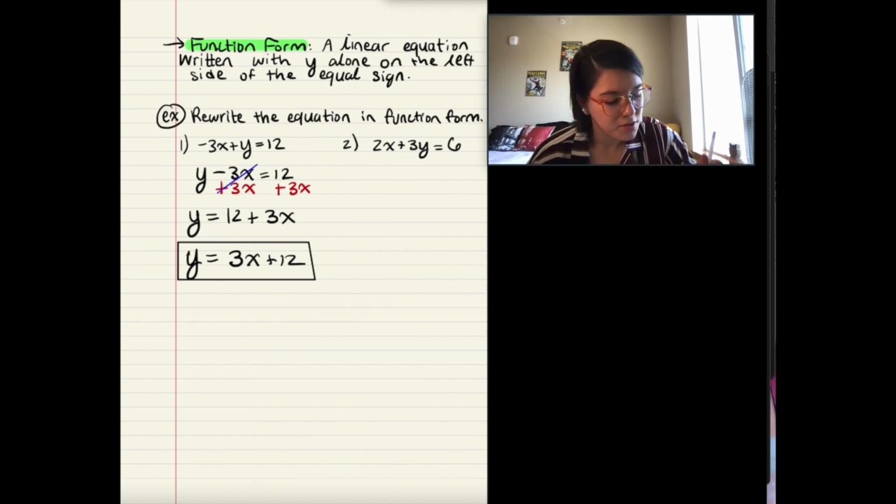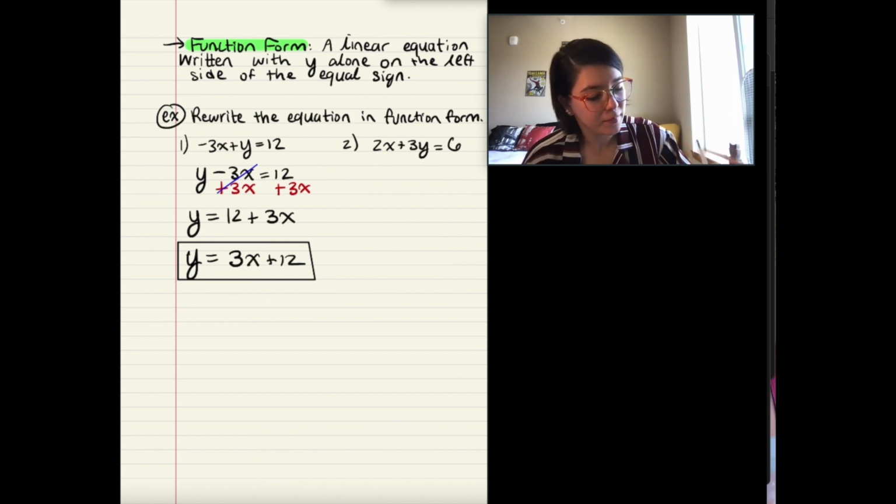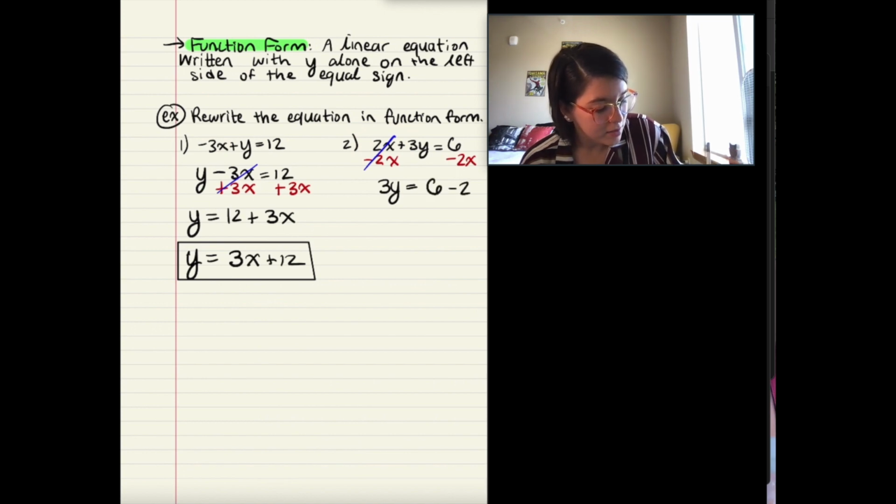So for number 2, we have 2x plus 3y is equal to 6. So this one, y is not on its own. That's how we needed to get it in function form. So we'll look at what's happening to it that makes it not on its own. The first thing I notice is it's being added to by 2x. So I'm going to do the opposite of that. The opposite of adding 2x would be subtracting 2x. And what we do to one side of the equation, we do to the other. So our 2x's cancel. We still have 3y on the left. But now we have 6 minus 2x.